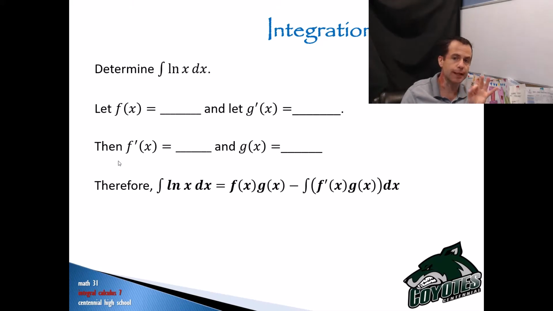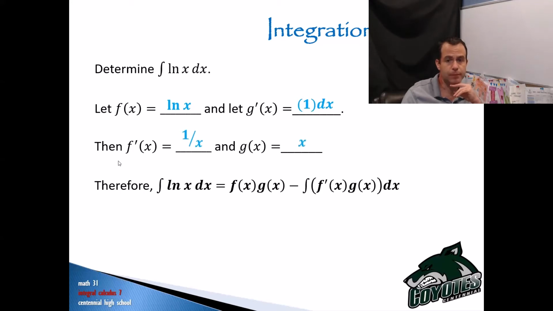So what we're going to do is we're going to let f of x equal ln x. And then g of x is essentially 1 dx. Sorry, I said g of x. I should have said the derivative of g of x there. Okay, so now if I have the derivative of g of x being 1 dx, what's g of x? Well, g of x would have to be x, right? Because the derivative of x is 1. And then for ln x, the derivative of ln x is 1 over x.